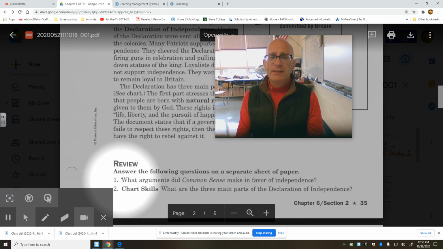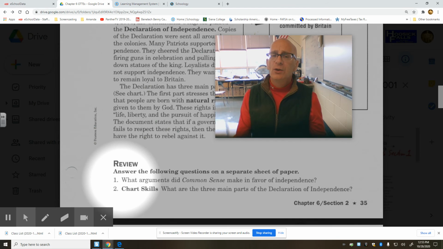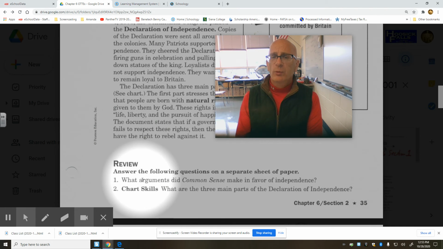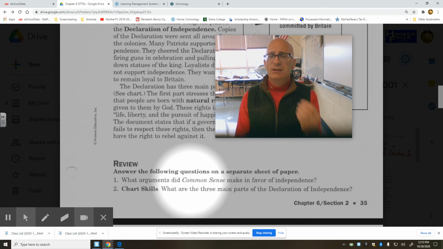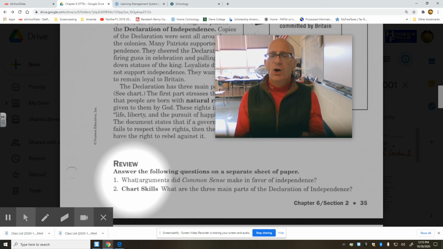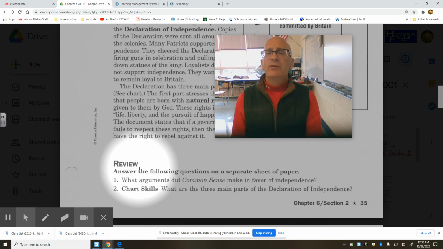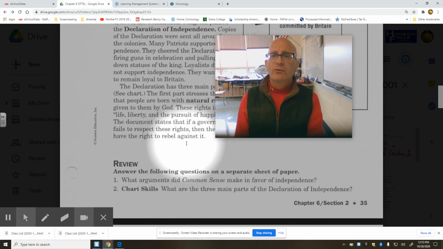Question 1 is going to be based entirely on the reading. What arguments did the pamphlet Common Sense make in favor of independence? What were the reasons Common Sense was in favor? What things were happening? What arguments did Common Sense make in favor of the colonies declaring their independence? Please refer to the reading to answer that question.